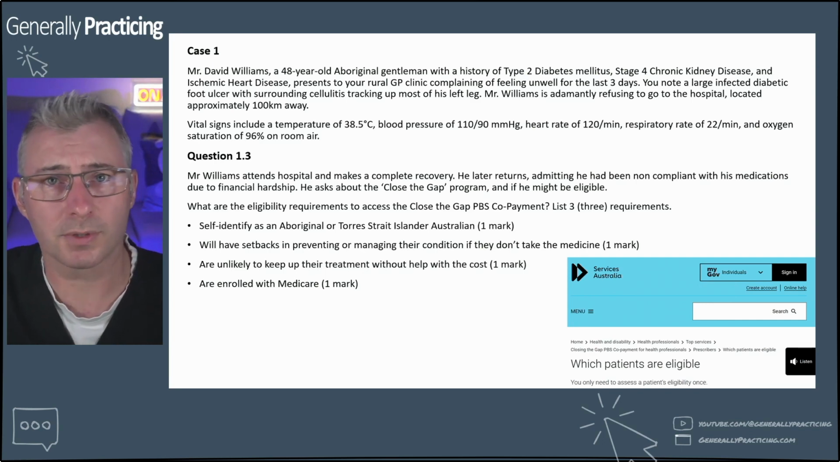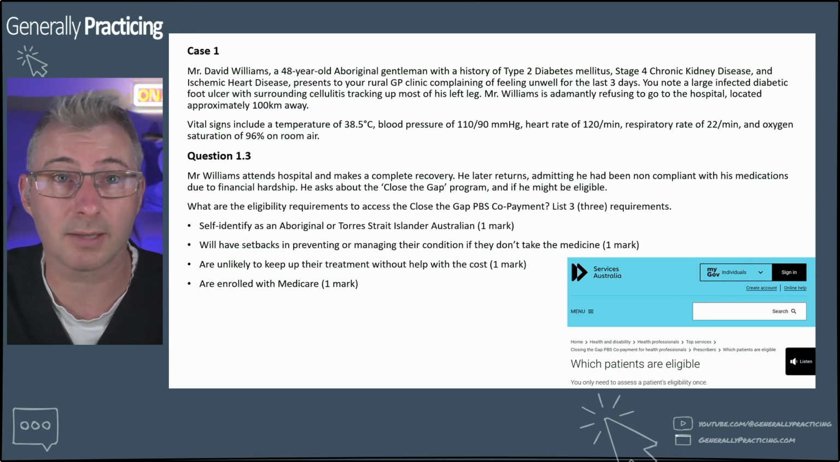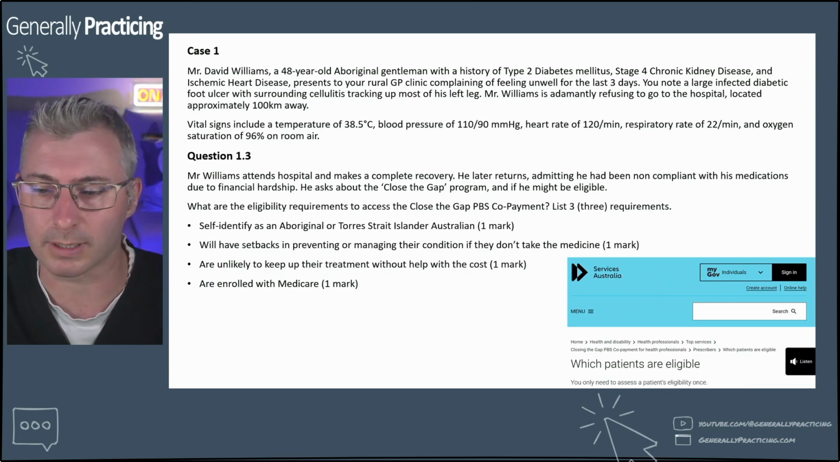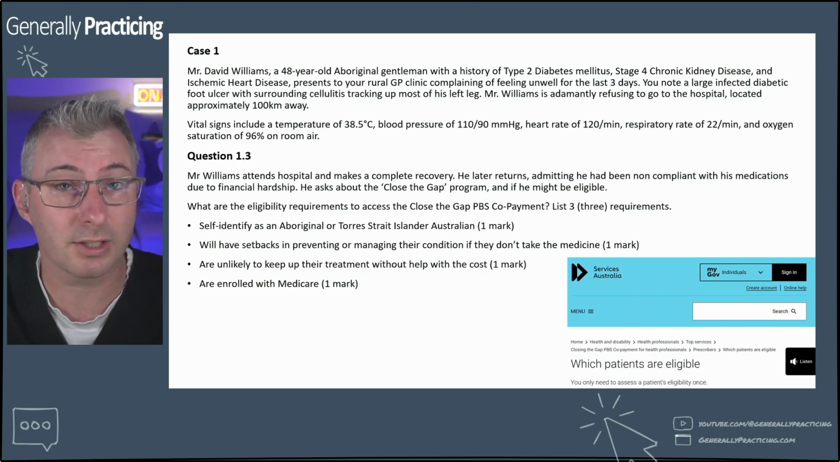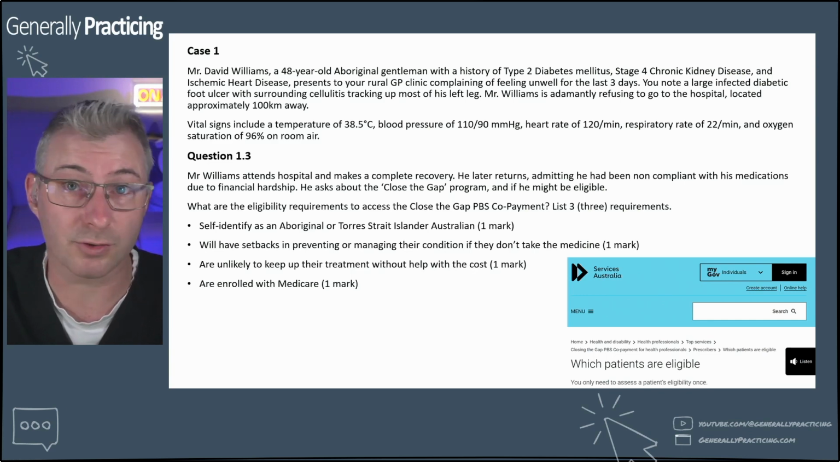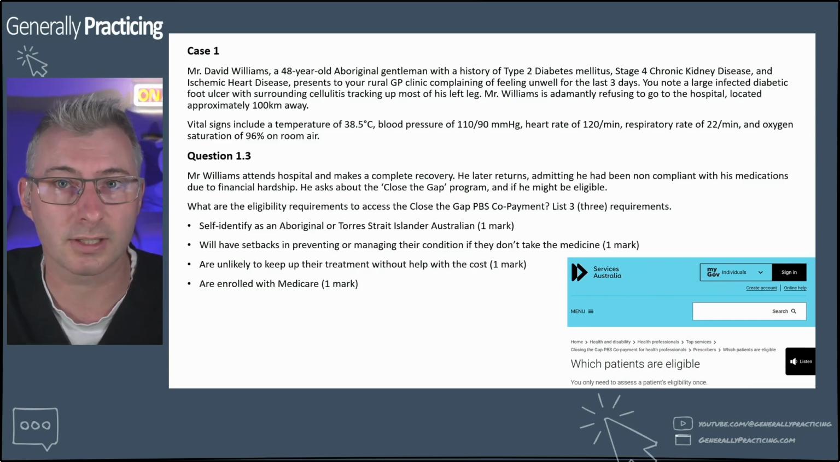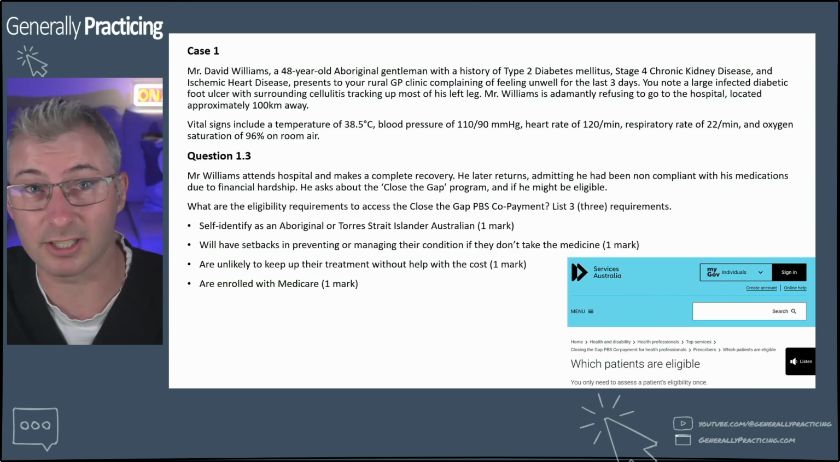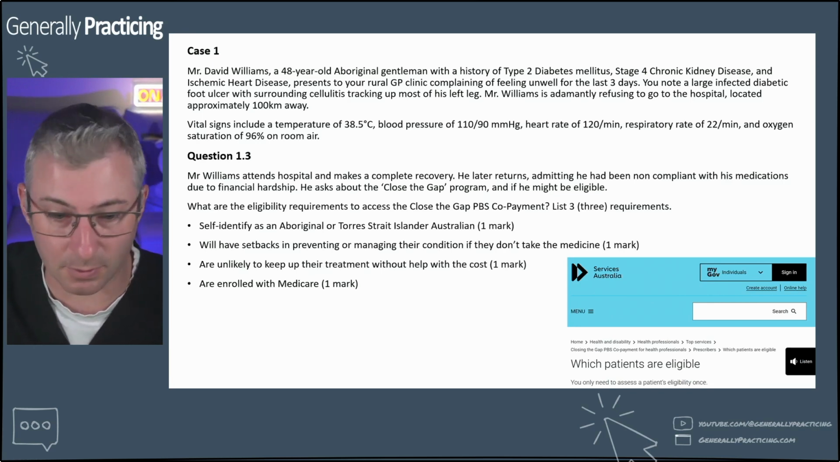The second criteria is, of course, that the patient will have setbacks in preventing or managing their condition if they don't take the medicine. So there needs to be that element of financial hardship or inability to otherwise continue or maintain this medication without assistance. Next thing is that they are unlikely to keep up their treatment without help with the cost. So this is coming more into that maintenance side of it. And, of course, that the patient is enrolled with Medicare. True of all PBS medications, the patient needs to be in the system, so to speak, for this to go through.